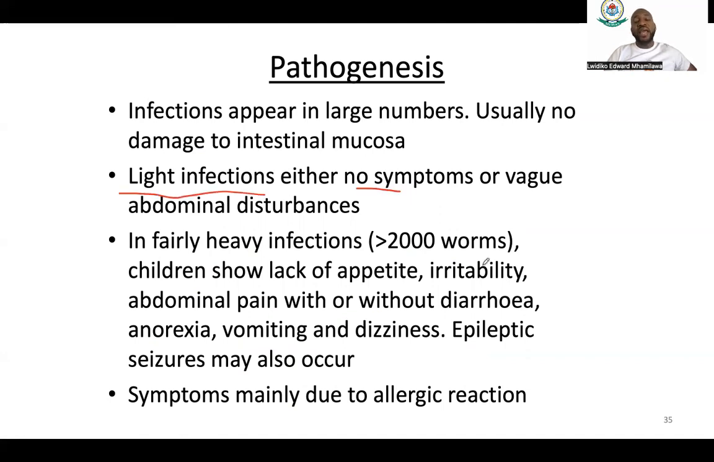But fairly heavy infections that have almost 2,000 worms or more in children, they start showing the typical constitutional symptoms of lack of appetite, irritability, abdominal pain, sometimes with or without diarrhea, anorexia, vomiting, dizziness, and sometimes epileptic seizures can occur depending on the occasion. And maybe most of the symptoms will be due to the allergic reactions caused by the parasites.